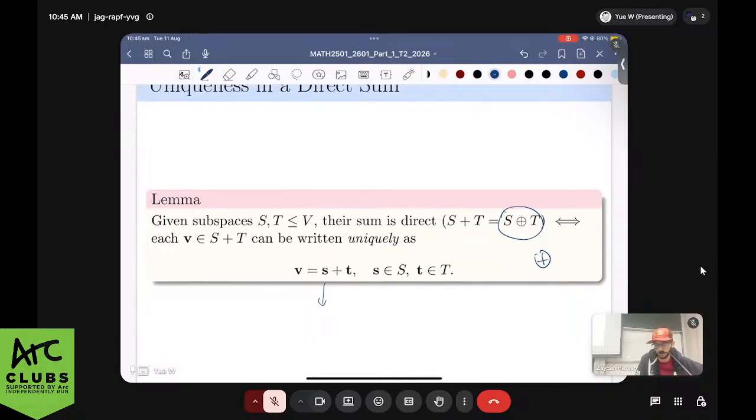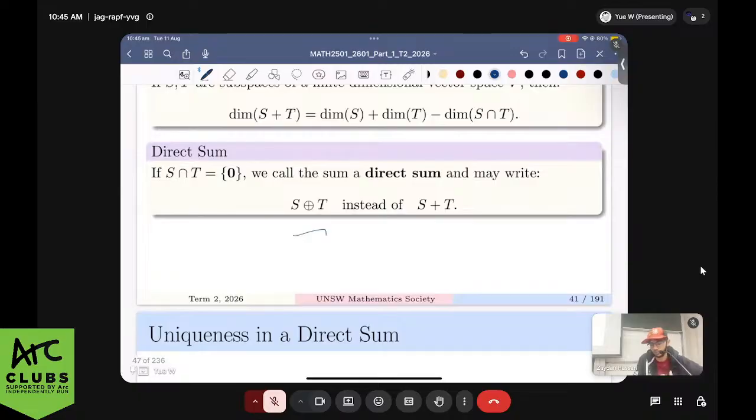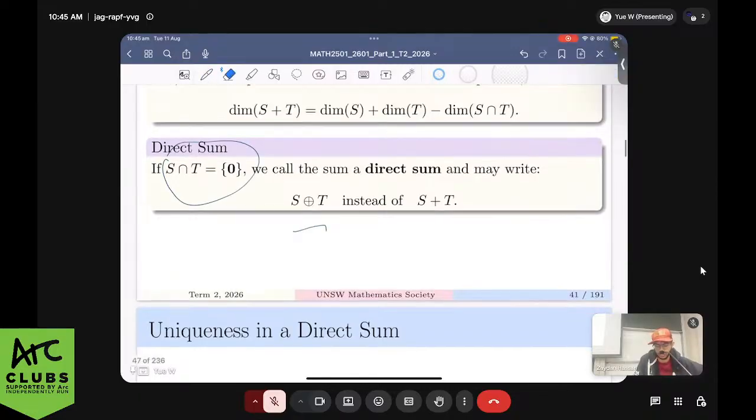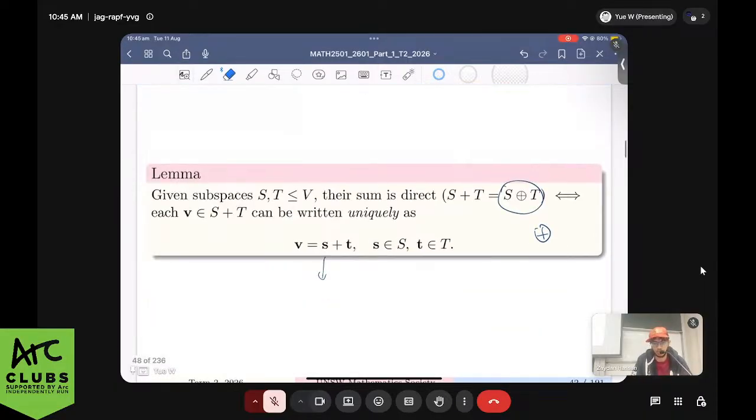But usually the way you prove a direct sum for two spaces is you show the intersection is trivial. You can show that's equivalent to a unique representation. So if you want to show a sum is direct, you just need to show S intersect T is the trivial space.